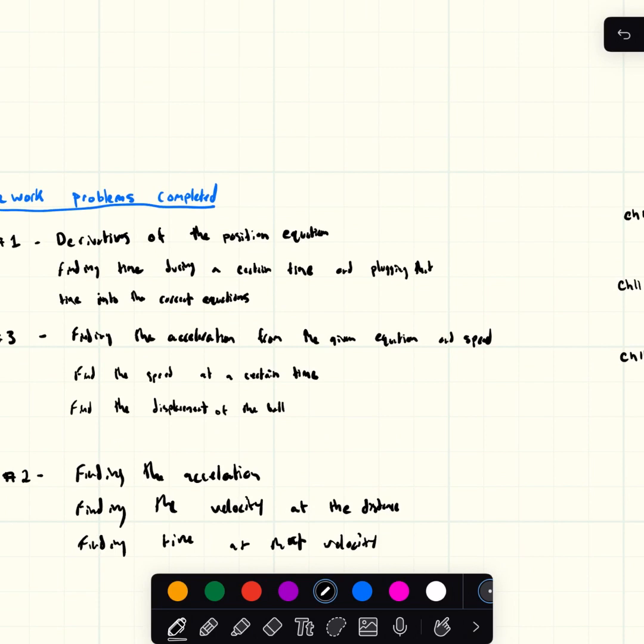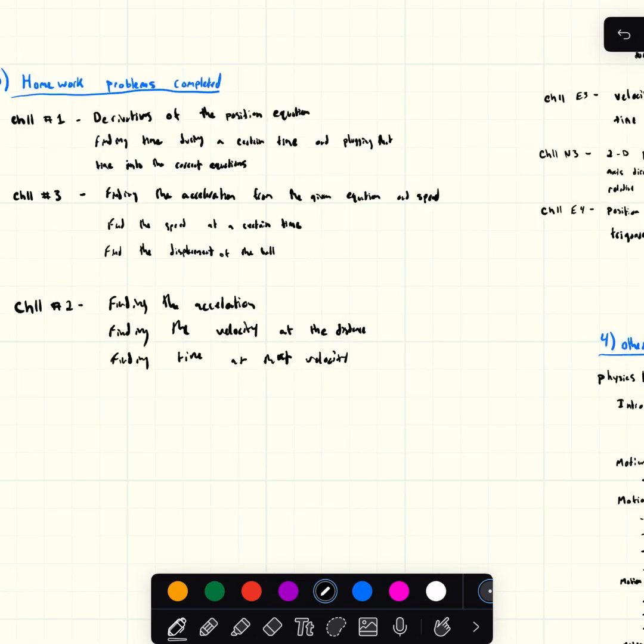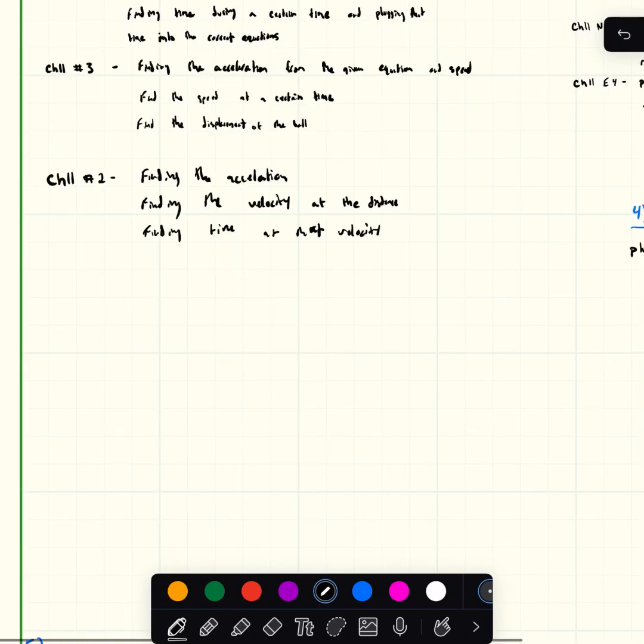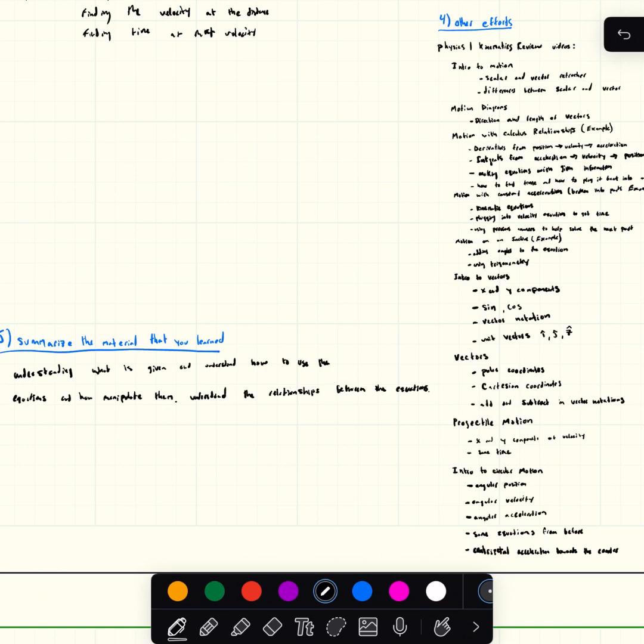For number 2, you had to find the acceleration, then find the velocity at the distance that they gave you, and then find the time at the velocity. And then yeah. So those took me a little bit to get.